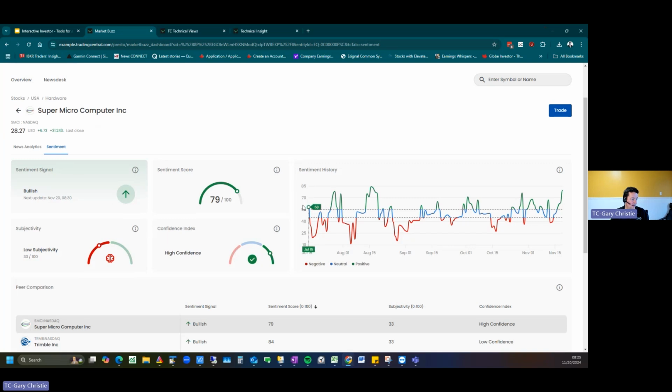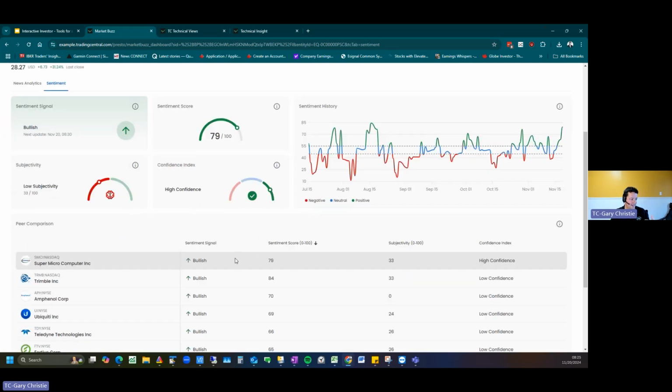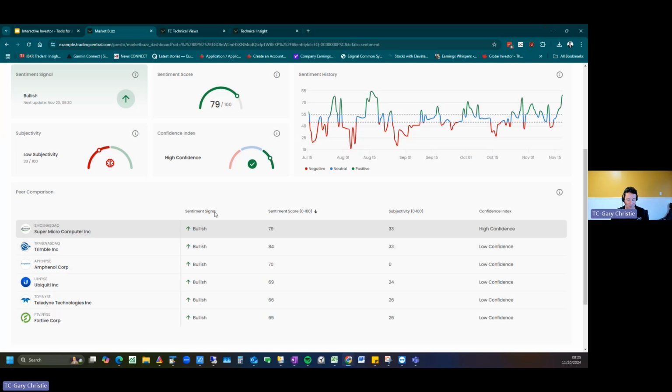I can go in, and as soon as I look at this, I can see other stocks in the peer comparison. I want to show you this quickly because it's very similar to what we do with our Fundamental Insight tool. Although I'm looking at Super Micro, maybe there's another stock with buzzing news in the same sector, right? I can see Trimble here with a higher sentiment score. I can filter these, which is fairly new.